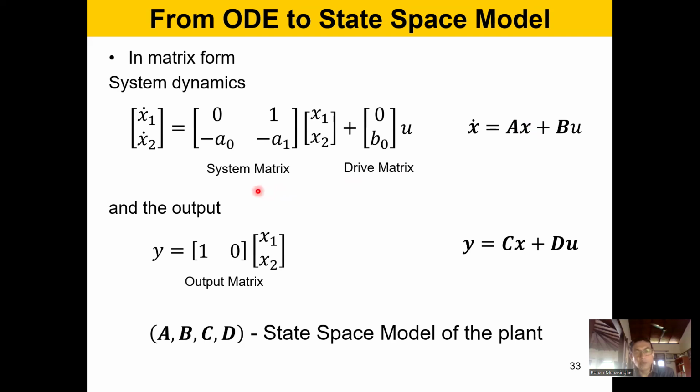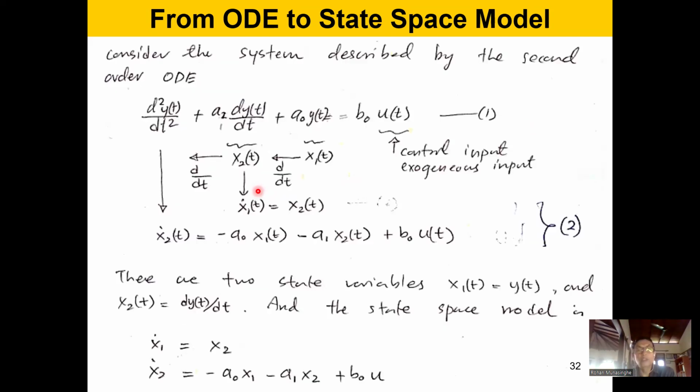Now the second part of the state space model is the output. You have two state variables, x1 and x2. But if you go back to the differential equation, you will see your response is y. Okay, and y is actually x1 now. There's no y now because the entire system is now represented by state variables, right? x1, x2, x3, and so on. So the response is actually x1.